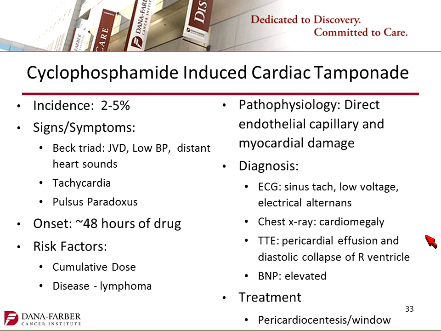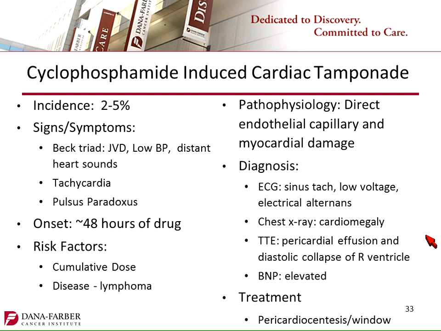So she has Cytoxan-induced myopericarditis leading to cardiac tamponade. The incidence of myopericarditis is 2 to 5%, and actually progressing to tamponade is much lower at less than 1%. The classic signs are Beck's triad with elevated JV pressure, low blood pressure, distant heart sounds. Almost all patients are tachycardic, and many have elevated pulse pressure. It's usually within 48 hours of getting Cytoxan, and it's related to the cumulative dose, and patients with lymphoma are at higher risk. On EKG, it's sinus tachycardia, low voltage in the precordial leads, and the electrical alternans, which we saw that she had. She has cardiomegaly on the chest x-ray, and then her echo did show an effusion with diastolic collapse of the right ventricle.